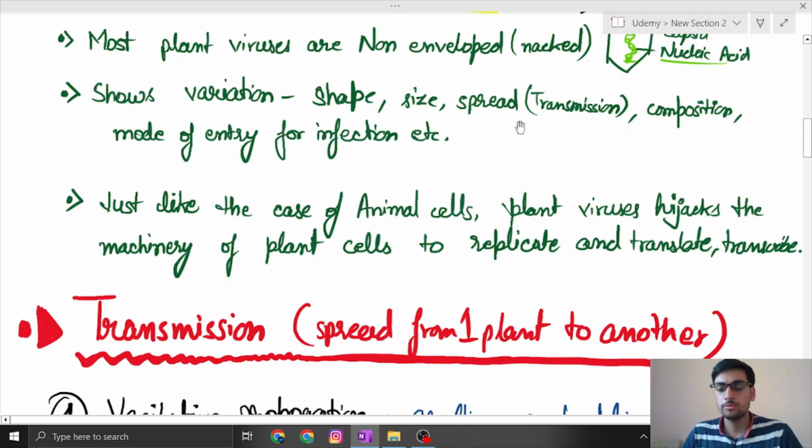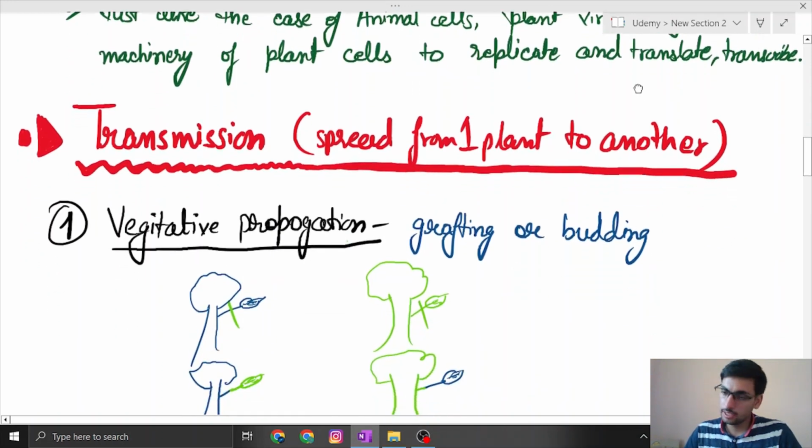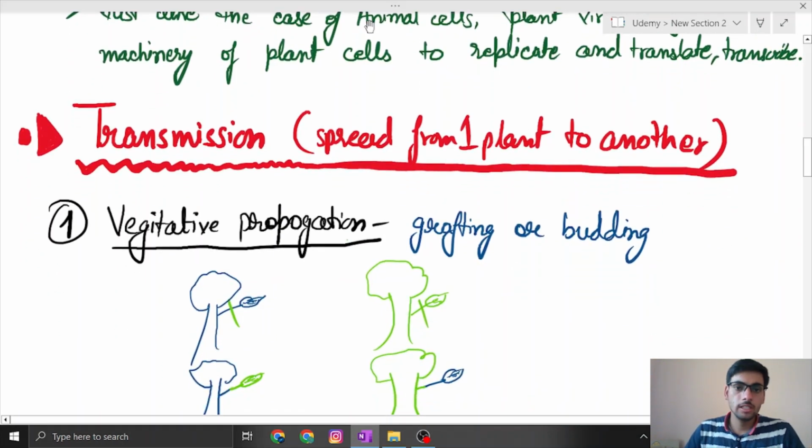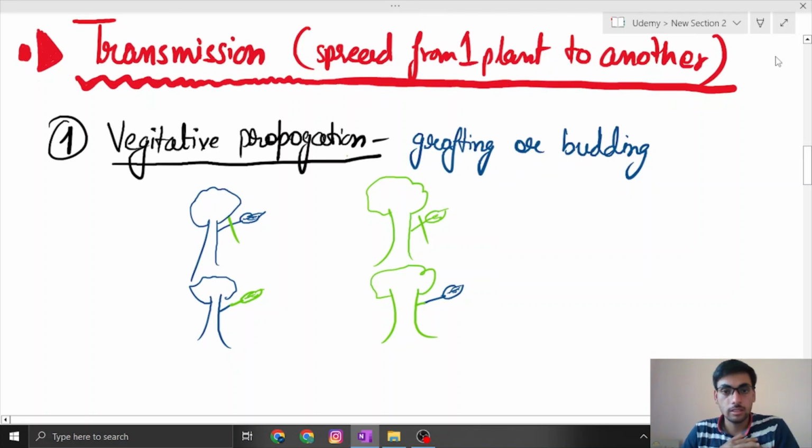like how they transmit from one plant to another. They have different composition and modes of entry for infection. Just like in the case of animal cells, plant viruses also hijack the machinery of the plant cell to replicate, translate, and transcribe. This must be clear to you all, because they need replication, translation, and transcription to make more copies of themselves.